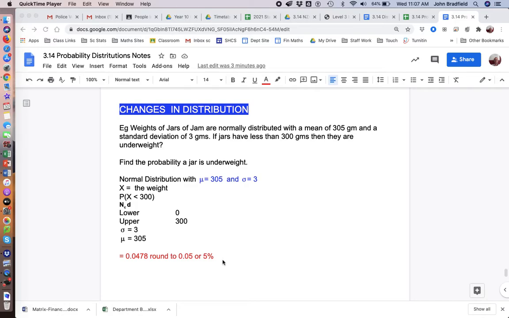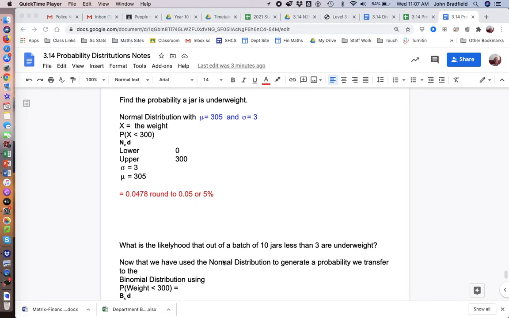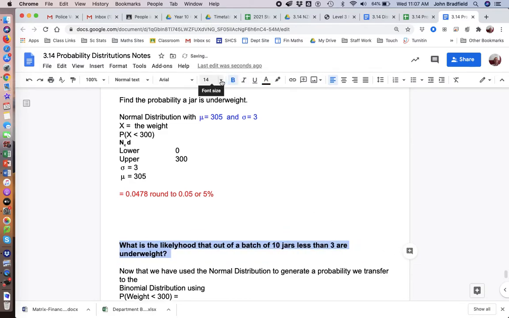But then the question will change direction and it will say something like this. What is the likelihood that out of a batch of 10 jars, there are less than 5 that are underweight? Now, if we examine that line, I'm trying to highlight it there, this is binomial because it has a fixed number of trials, 10. It has two things that can happen. Either the jar is underweight or it isn't.